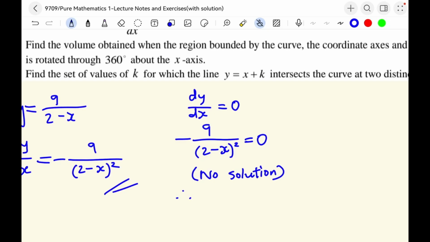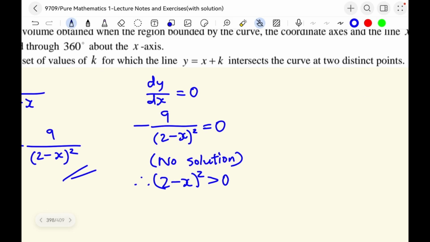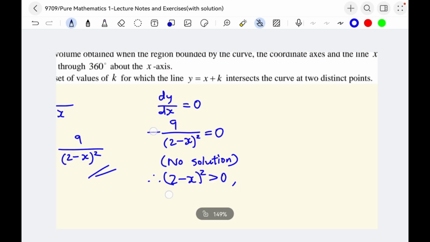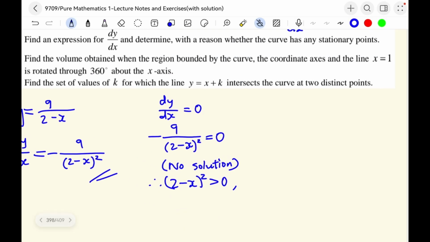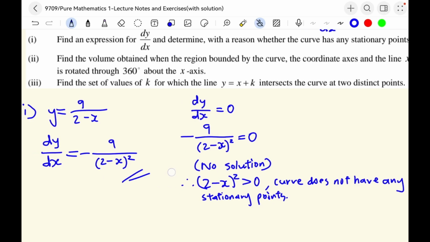Okay? What's the reason? Just write (2 minus x) squared is always positive. This is the first reason. And the second reason is the denominator cannot be 0 for sure. So therefore, the curve does not have any stationary points. Okay, that's it for part 1.